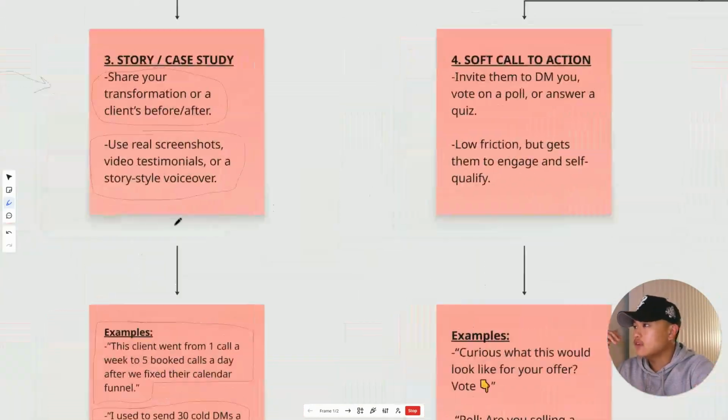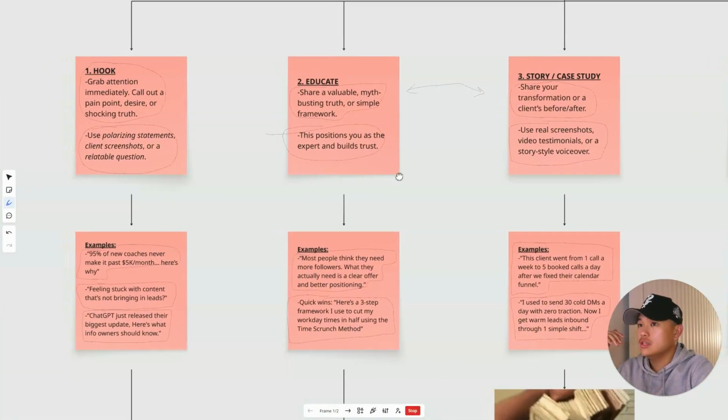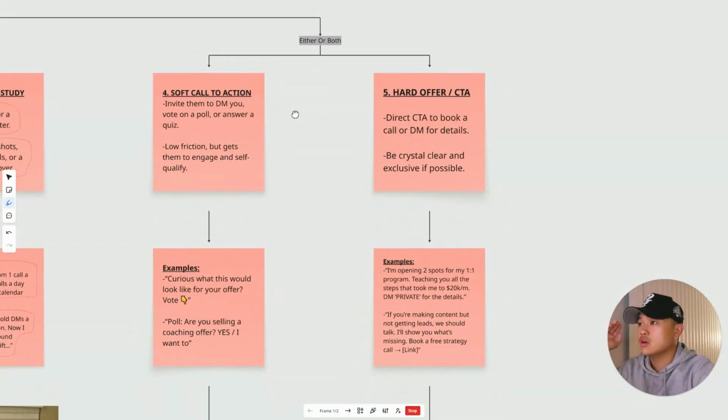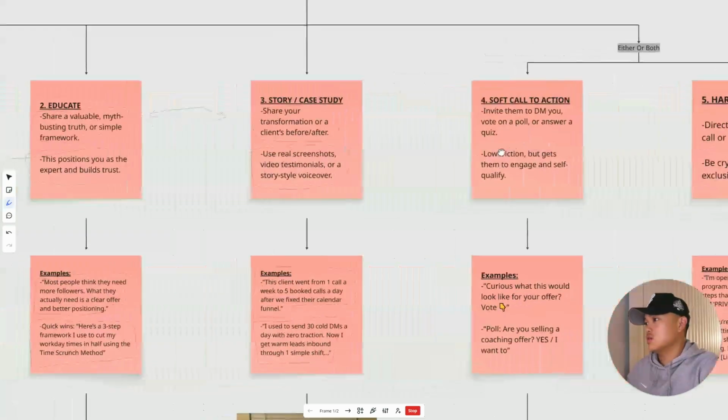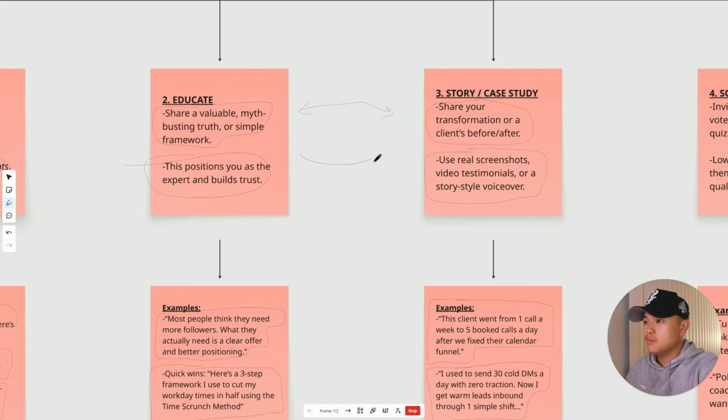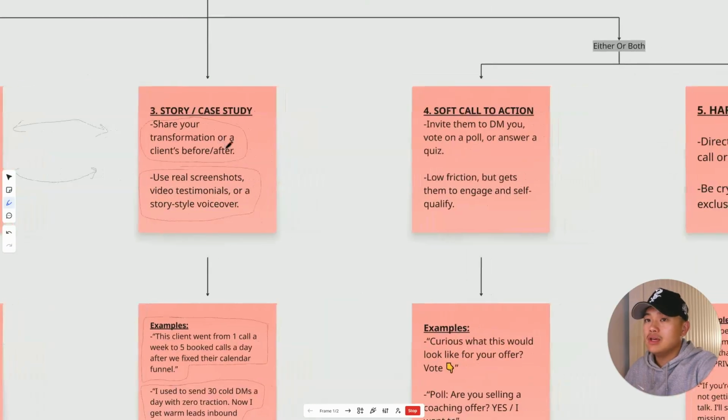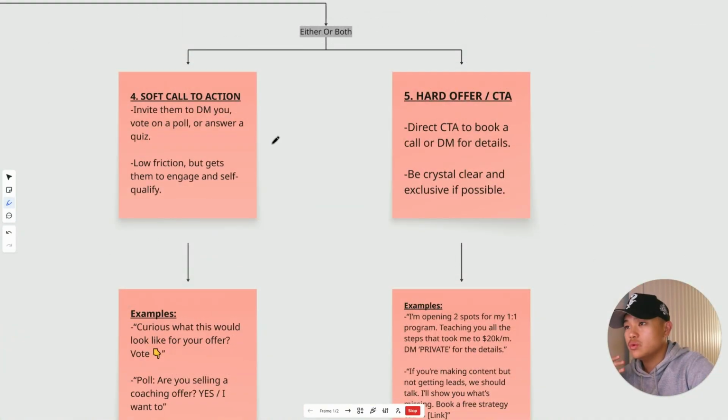And so after you get through the 3 points here of hook, educate, and story, this is where you can do a call to action. And you can do either or, right? With these, you can switch the order, but obviously you still want both of them. But with the call to actions here, you can do either or. Sometimes you can use both, but I would say either or is fine.